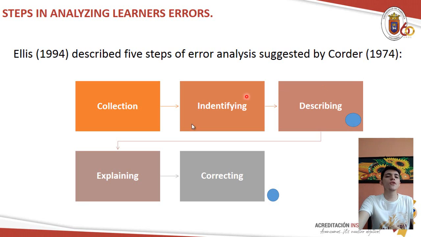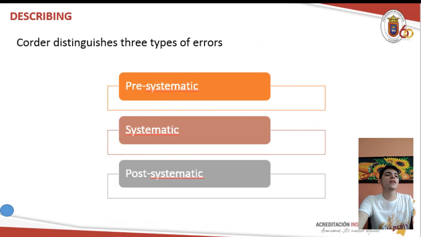The fourth step is the explanation of the sources of those errors, in order to find the reasons for the learner's error. Finally, the fifth step is to evaluate those errors by giving some remediations. So in this step, it's important to assess that text. Now I want to focus on the description step.